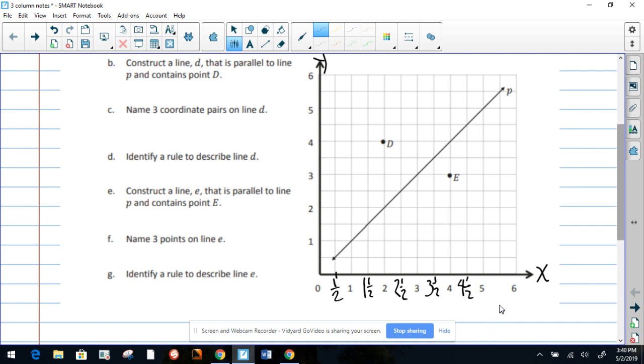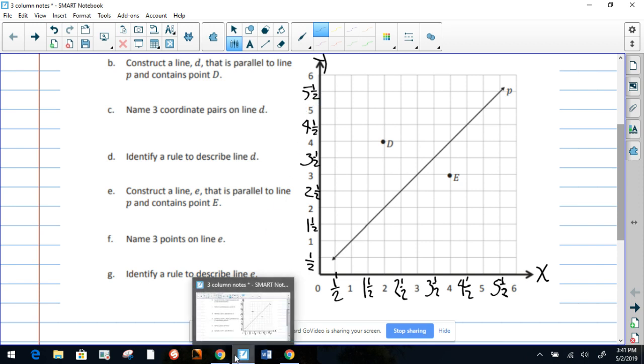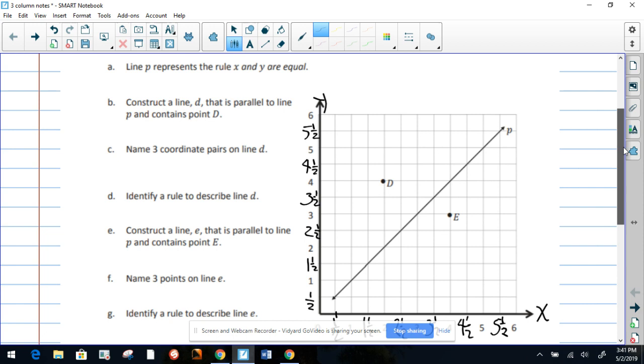So make sure you always complete this, find out what the scale is, because when you know the scale, then it's easier to plot the numbers. This is half, that's 1, this is 1 and 1/2, 2 and 1/2, 3 and 1/2, 4 and 1/2, and 5 and 1/2.